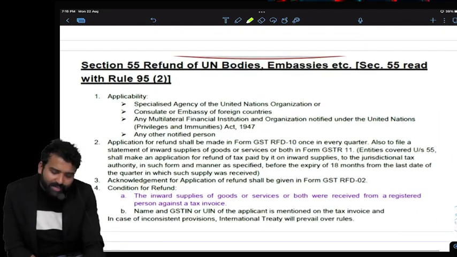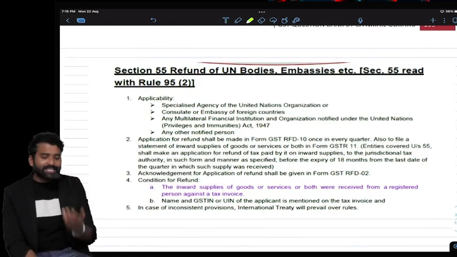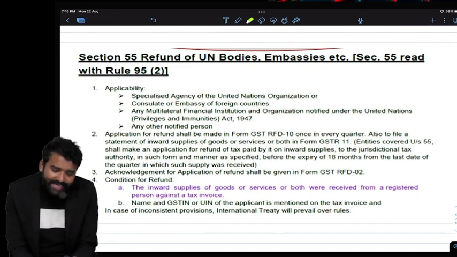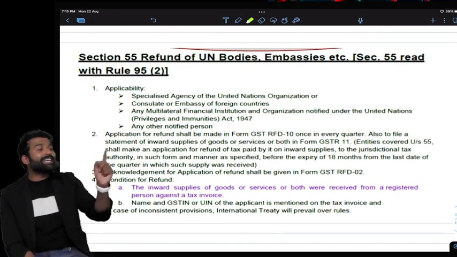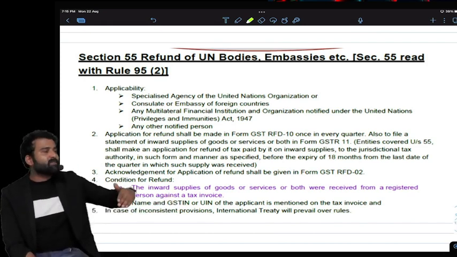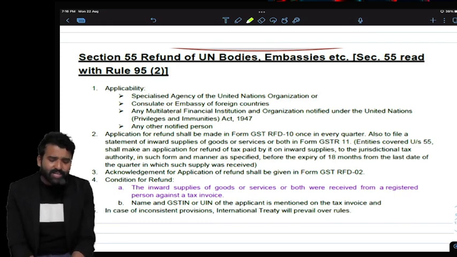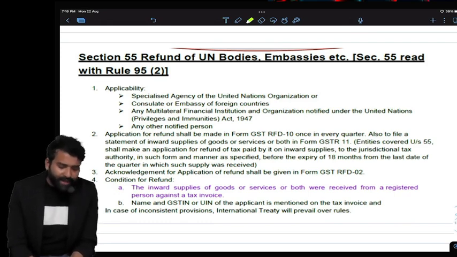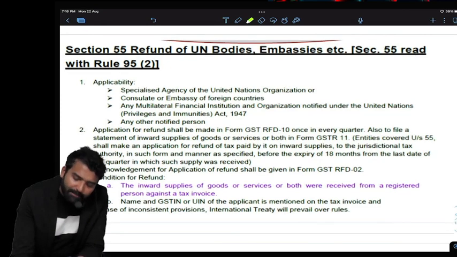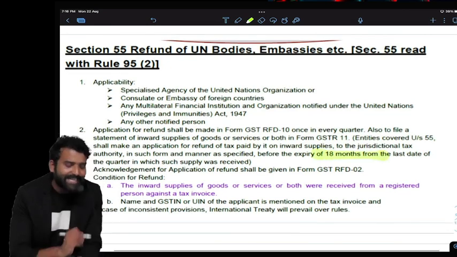Now one more interesting thing is refund to UN bodies and embassies. I have already told you that embassies, foreign consulates, they can claim the refund through GSTR 11. So by filing the GSTR 11, they can claim the refund on the purchases, taxes paid on the purchases. That is actually given in section number 55. Now what is the time limit for filing their refund application? Here the time limit is little bit different. It is 18 months.